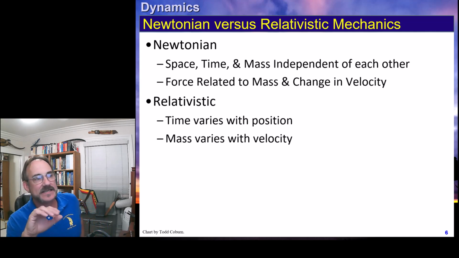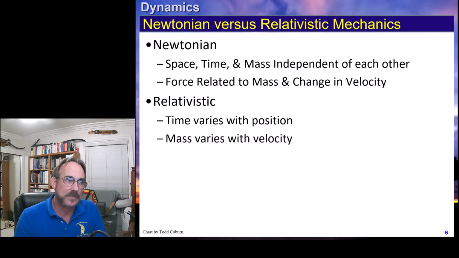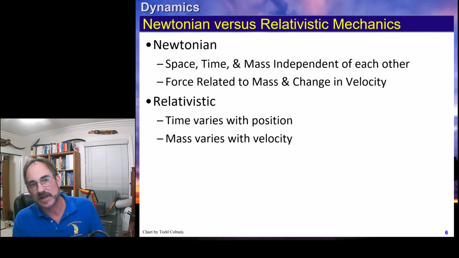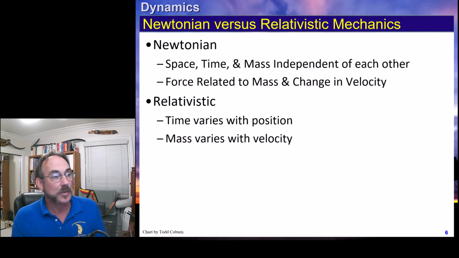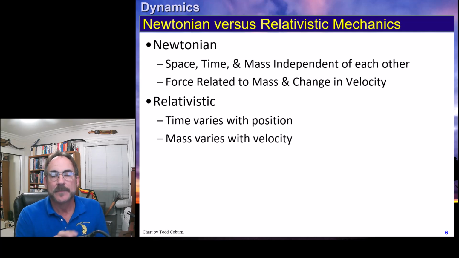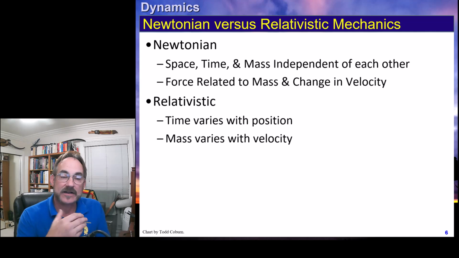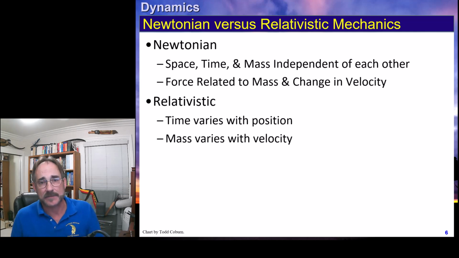With relativistic mechanics, time can vary with position and mass can vary with velocity. And in these cases, things get really hard. Even when we're doing this, we usually start with a Newtonian system because it's easier. And then as we get on into higher studies, we can start trying to account for more accurate solutions by accounting for things like relativistic mechanics.